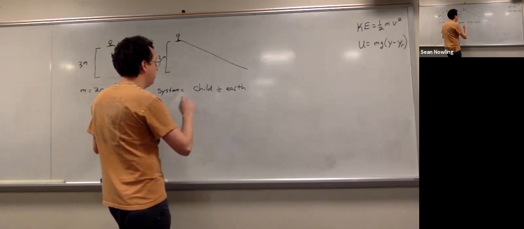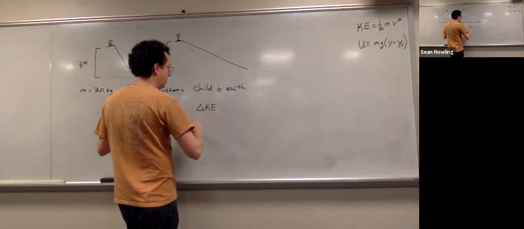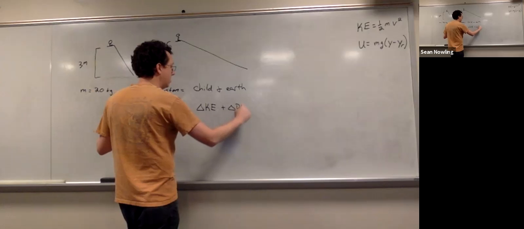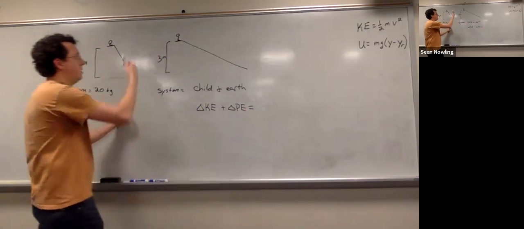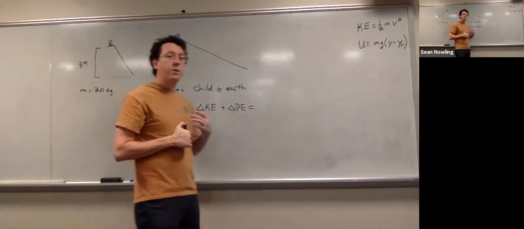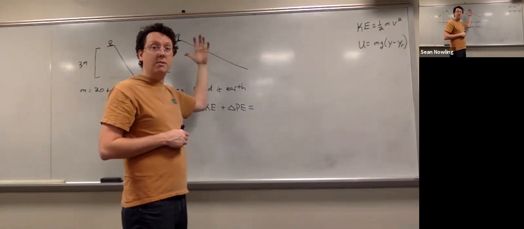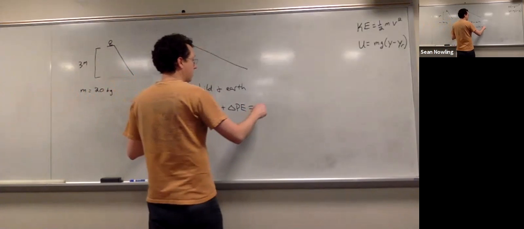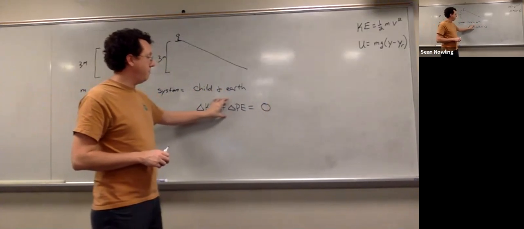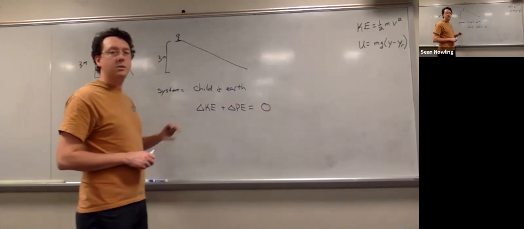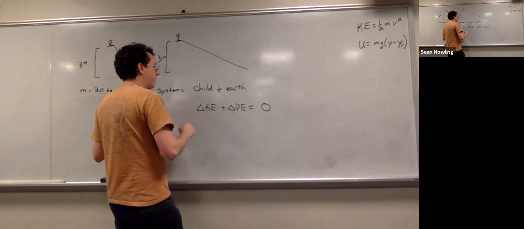After I write down my system, I write down the work energy theorem. So it's going to say the change in kinetic energy plus the change in potential energy equals the work being done on the system from the outside. Now, if there's no friction, then there's really no outside forces acting on the system. It's just the child and the earth. There is no work being done. So the work is going to be 0. We would say that the mechanical energy is conserved. It's not changing.